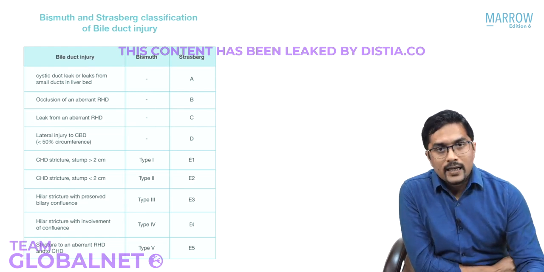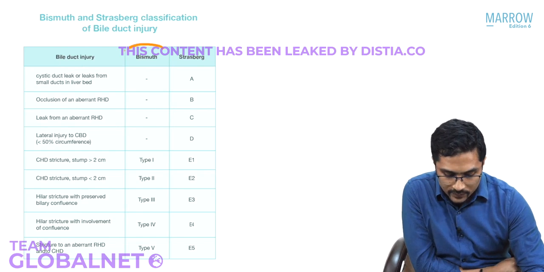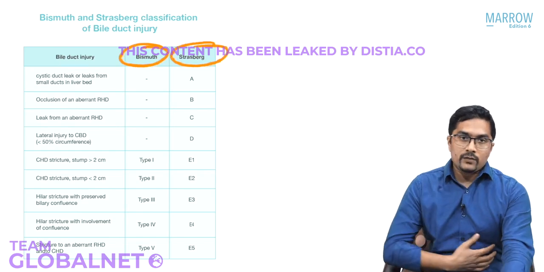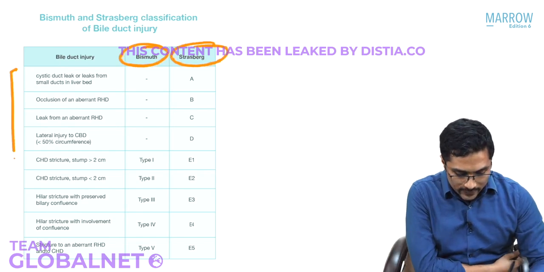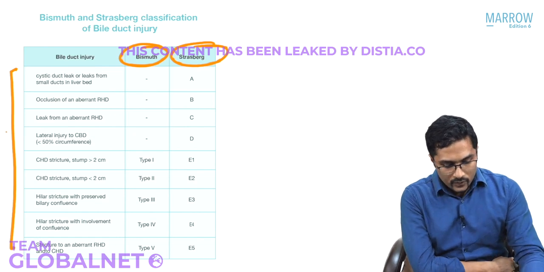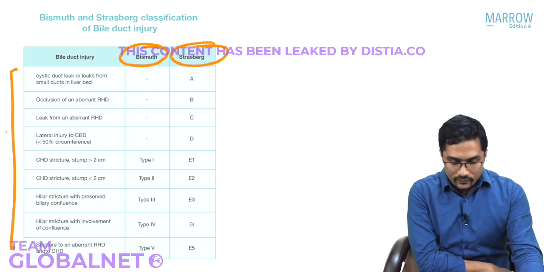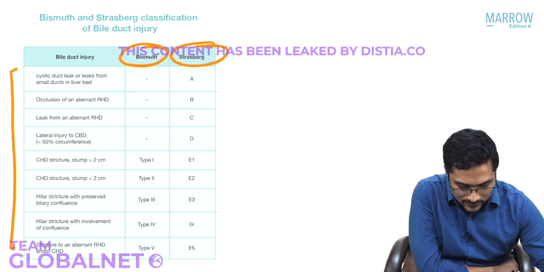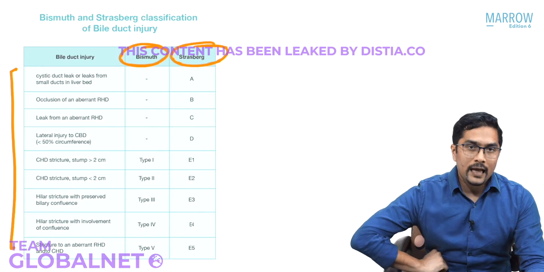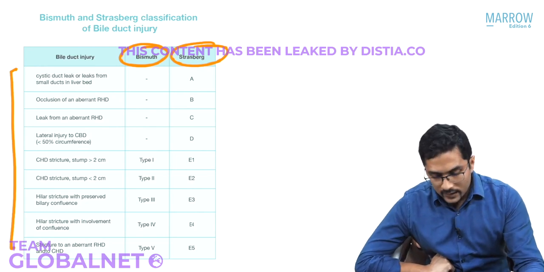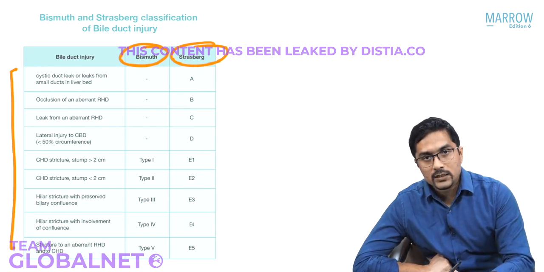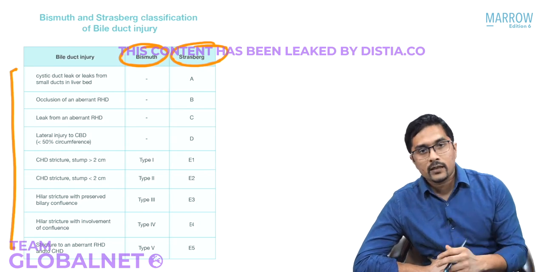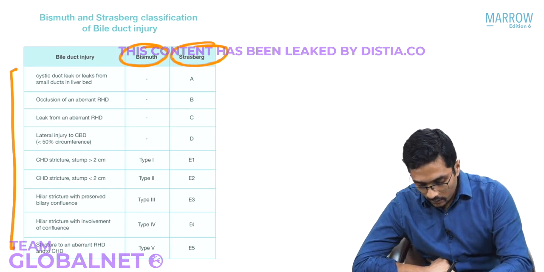This was asked in the INI CET exam. You should know the Bismuth and the Strasbourg classifications for bile leak. You should know the details for both. This was asked in the exam. They had asked about an aberrant duct leak. You should know both the classifications in detail. I've covered them in the gallbladder module as well.